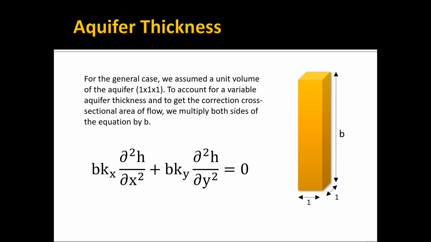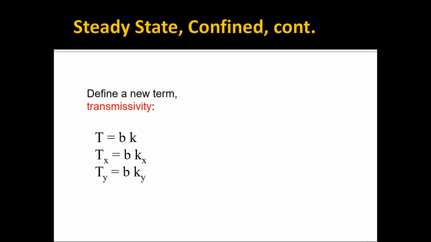I'm skipping some parts. We could go back and rederive this, but suffice it to say that we just multiply each term by the thickness b. And it turns out that the thickness of an aquifer multiplied by the hydraulic conductivity is something that we call transmissivity. How much water will flow through an aquifer is a function of not just the hydraulic conductivity, but also the thickness. So transmissivity is a really useful and common term. You'll see it quite often in discussions on aquifer characteristics. And so we can also define a transmissivity in both the x and the y directions as shown here.